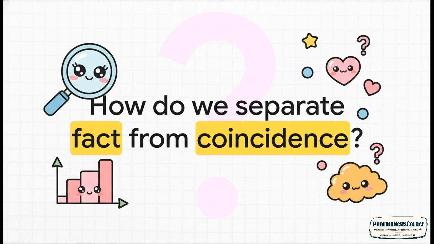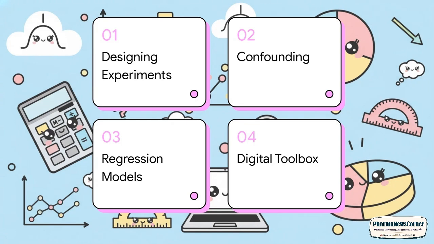Think about it. When we see two things happening at the same time, is one actually causing the other, or is it just random chance, a coincidence? The tools we are about to discuss are all designed to help us answer that very question with a lot of confidence. So here is our plan for today.